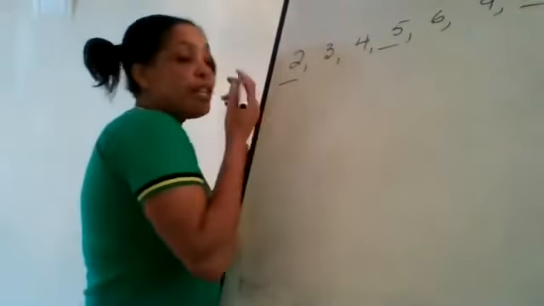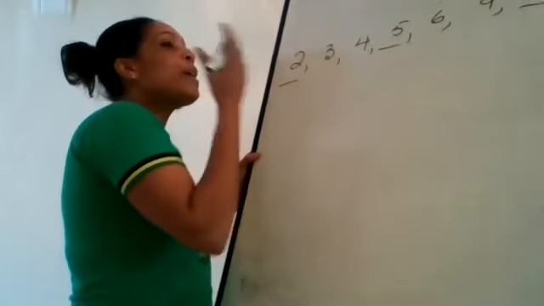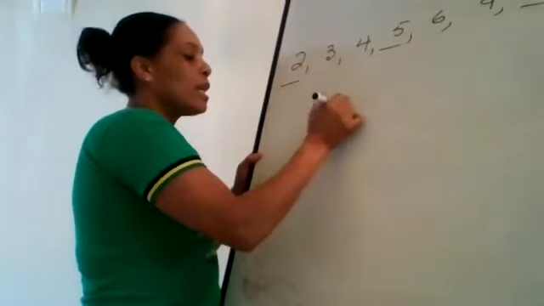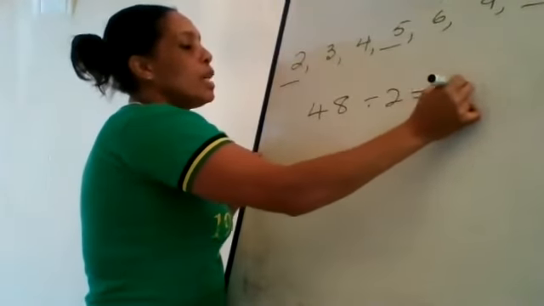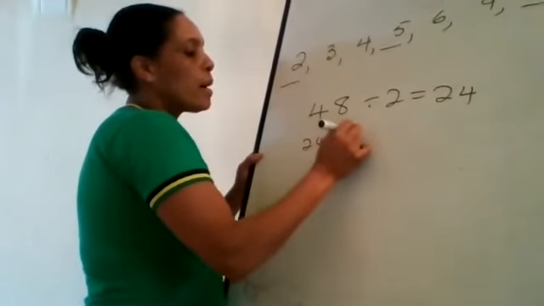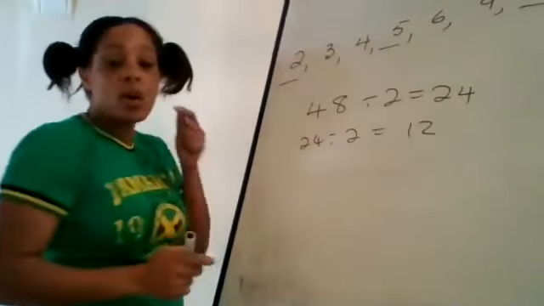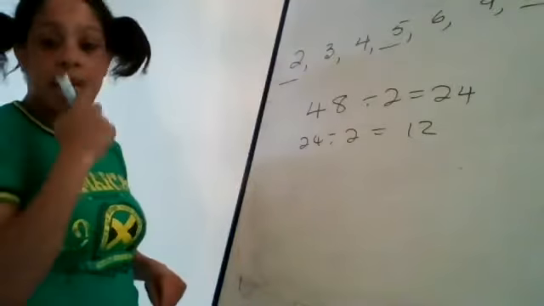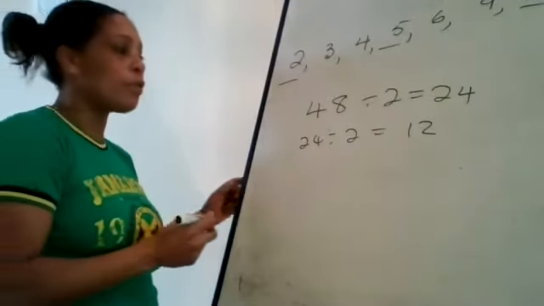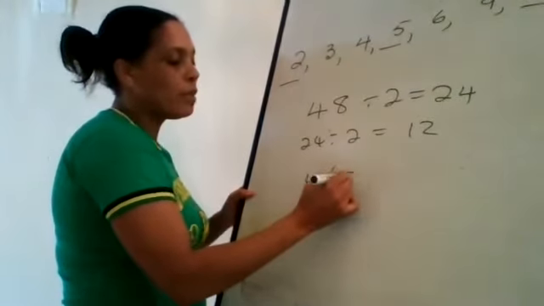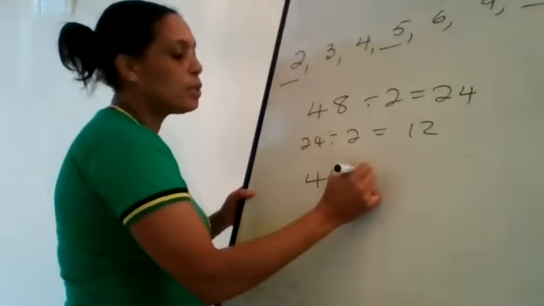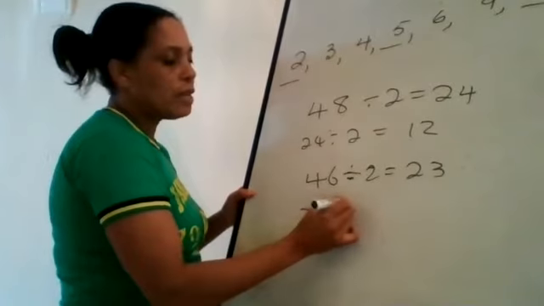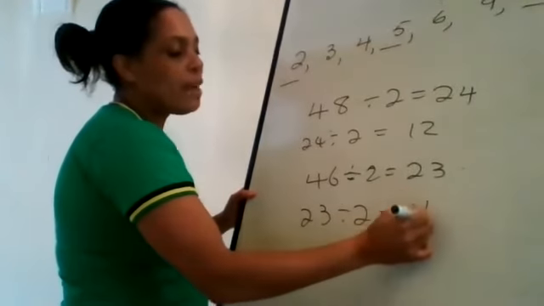Now let's look at 4. A number can be divided by 4 if when we half it and half it again, we get a whole number. So let's say it's a small number of 48. 48 divided by 2 is 24. 24 divided by 2 is 12. Because I get a whole number there, I know that it can be divided by 4. Now let's look at 46. At 46, if I divide that by 2, I'm going to be getting 23. But if I do 23 divided by 2, I'm going to get 11.5.